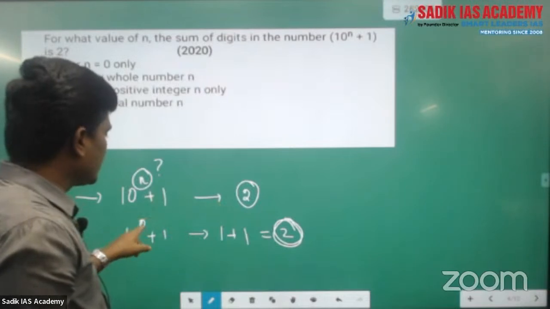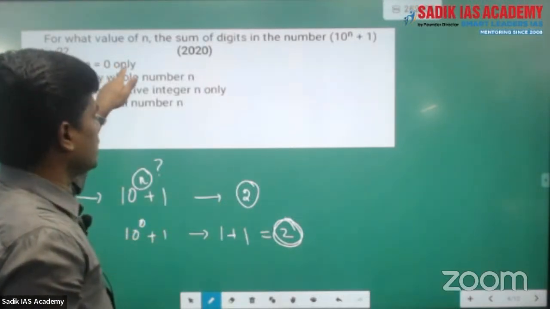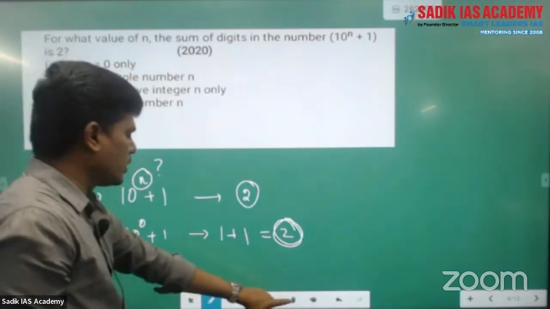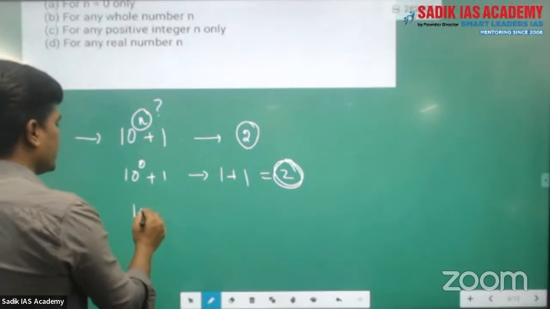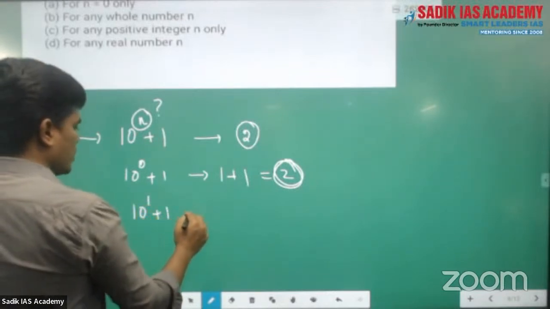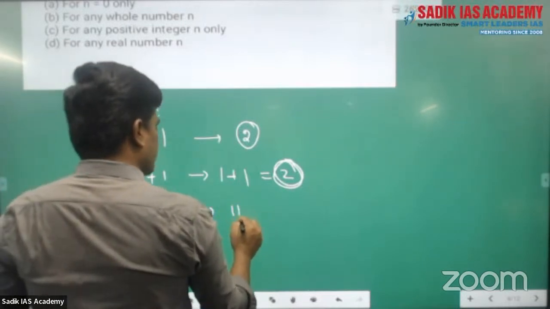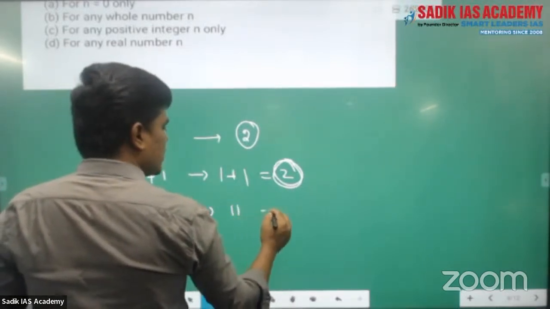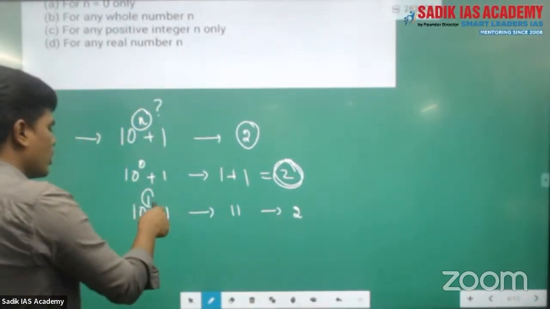But is it the only number satisfying that condition? We have to check. For n is equal to 0 only. Why not 1? You take n value as 1. What is going to happen? 10 power 1 plus 1. 10 power 1 means 10. 10 plus 1 is what? 11. If I add the digits, what do I get? 2, I'm getting.